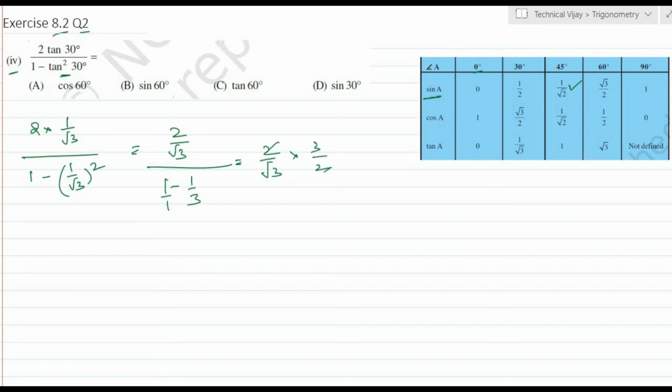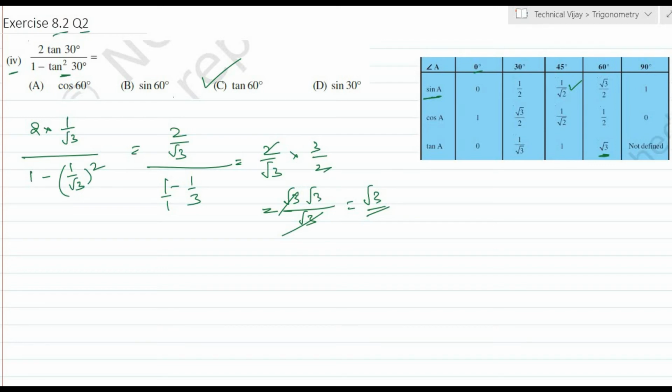The 2 cancels. So here 3 by root 3 can be written as, 3 can be written as root 3 into root 3, divided by root 3. So one root 3 will be cancelled. So this will become root 3. Root 3 means what? Tan of 60. So this is tan of 60.